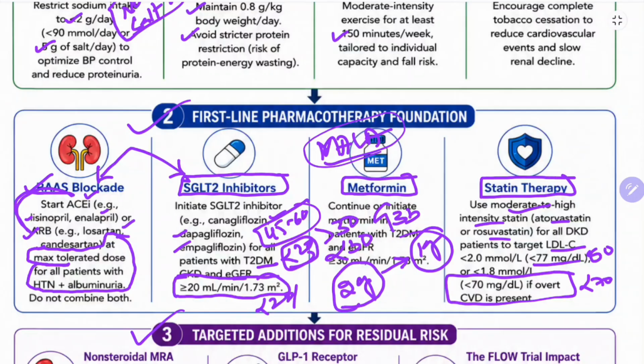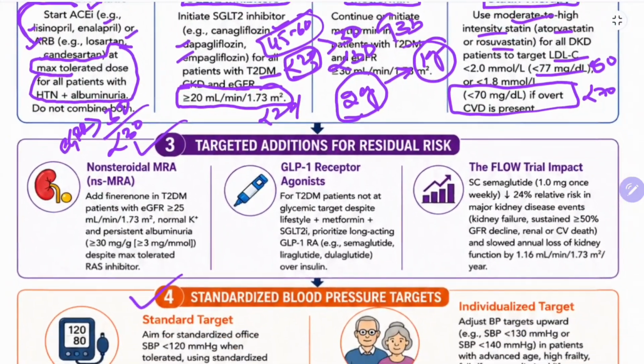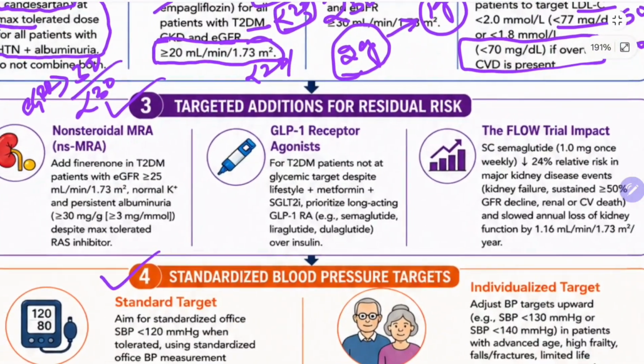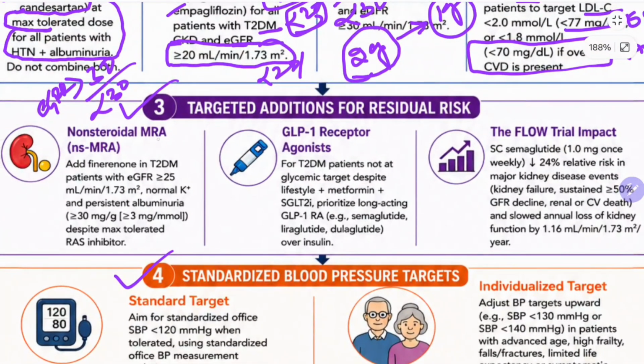RAS inhibitors: you should start only when the eGFR is more than 30. If it goes less than 30, you should not start an ACE inhibitor or ARB, because it will deteriorate the function of the kidneys. That is one thing. Now, some additional drugs you can also start. What are those additional drugs?